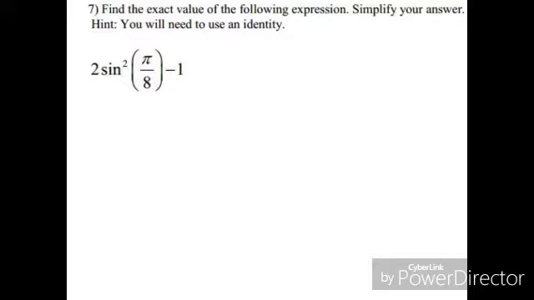Now, the 2 sine squared minus 1 looks like an identity that you probably know. I hope you do at least. Cosine 2 theta equals 1 minus 2 sine squared theta. This isn't exactly what we have. We have the 2 sine squared angle minus 1. So we have to manipulate this a little bit.